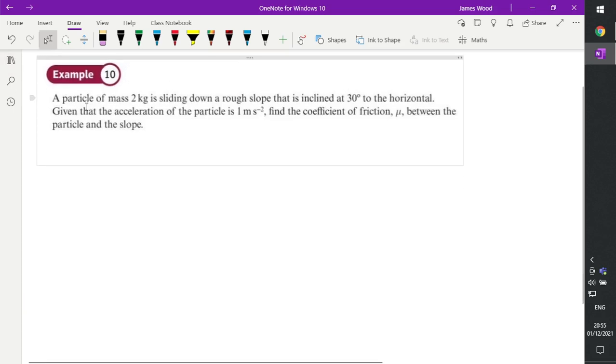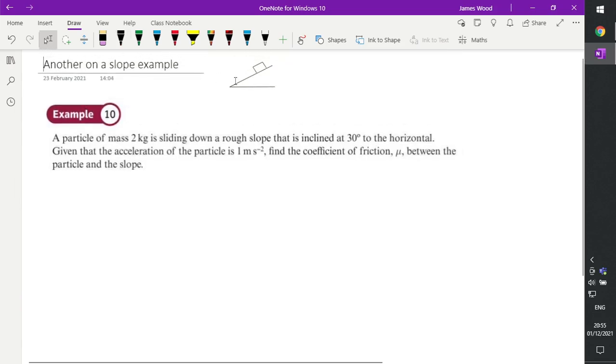Okay, here's another question. Maybe you want to have a go at this one first. You might want to pause it and just have a go on your own first.